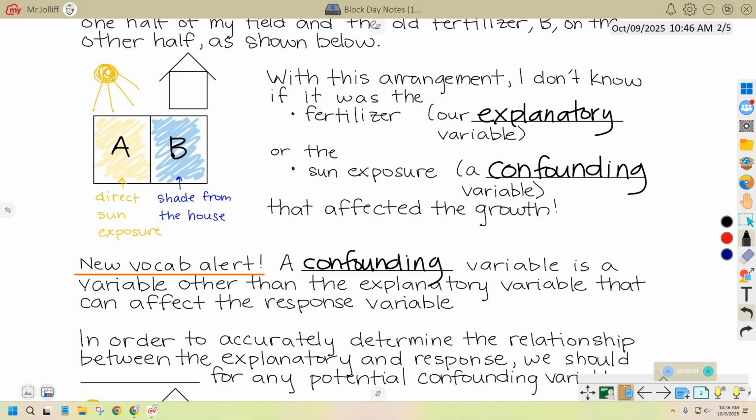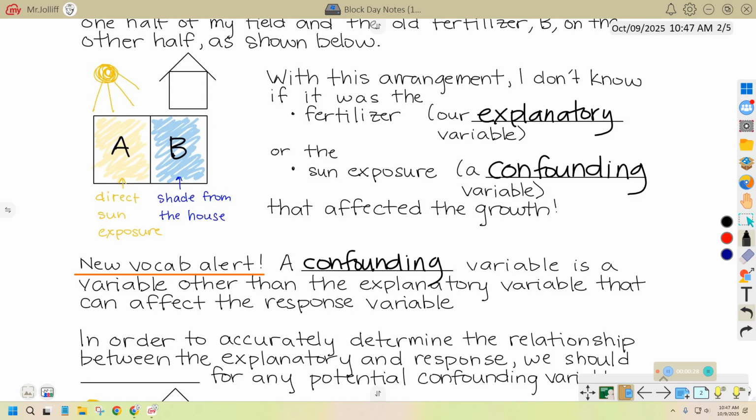Confounding is anything other than the explanatory variable that affects our response. So here we saw sun exposure. Are there other things that I didn't consider that might affect plant growth? So sun versus shade, what else? Soil conditions. Yeah, the amount of water they were getting, the nutrients that are in each half of the field. Were they the same or different? Were those plots identical or not?